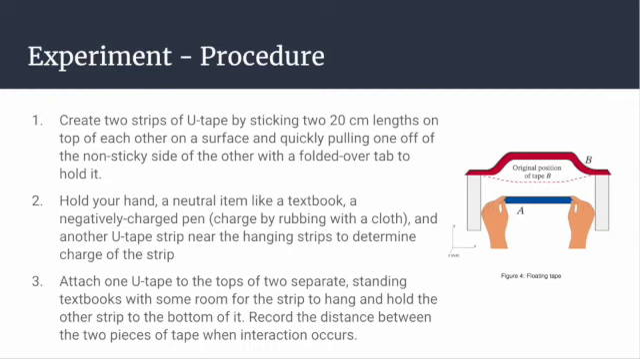And for the second step, you're to hold your hand, a neutral item like a textbook, a negatively charged pen, and another U-tape strip near the hanging strips in order to determine the charge of the strip, whether it's positive or negative. And the third step was to attach 1 U-tape to the tops of 2 separate standing textbooks with some room for the strip to hang and hold the other strip to the bottom of it. Record the distance between these 2 pieces of tape when interaction occurs.